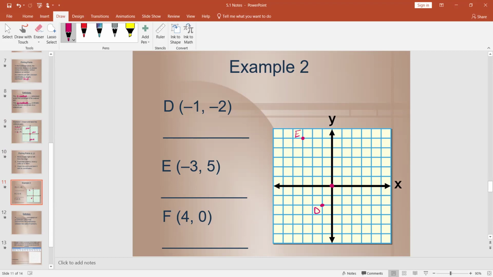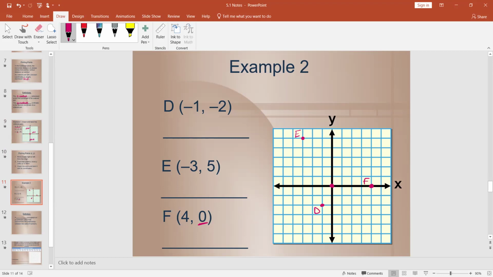And then for F, this is the example it's talking about. If your y is 0, again, we'll see it when we get there, but the 4 tells me I'm moving right 4 because it's positive, 1, 2, 3, 4. But because my y is 0, I'm not going to go up or down. So if the y is 0, it always falls on the x-axis. And this is point F.